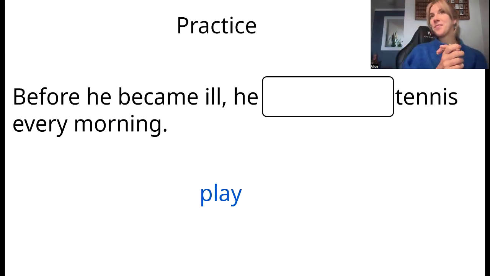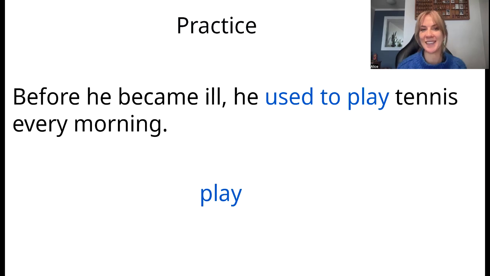We've looked at some examples, but really for you to consolidate your learning, we have to practice. So we're going to do this together. Before he became ill, he tennis every morning. We have the word play. What do you think it is? He used to play tennis every morning. Did you get it correct? He used to play tennis every morning.